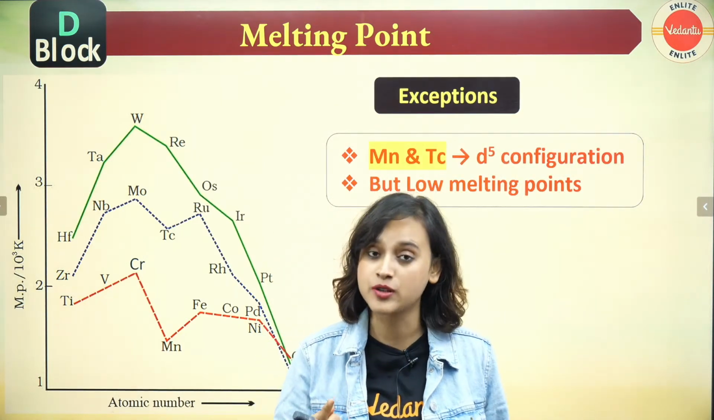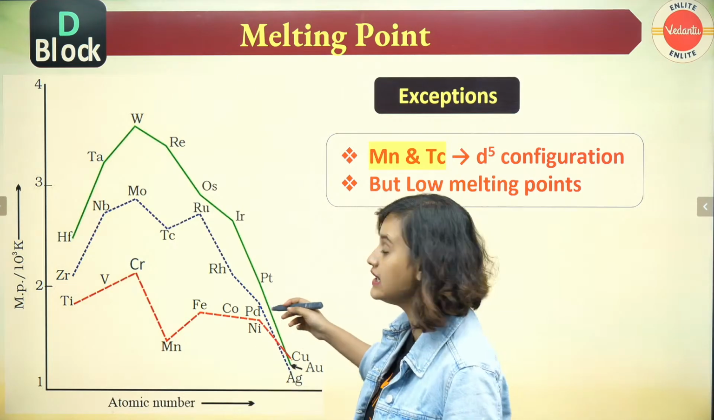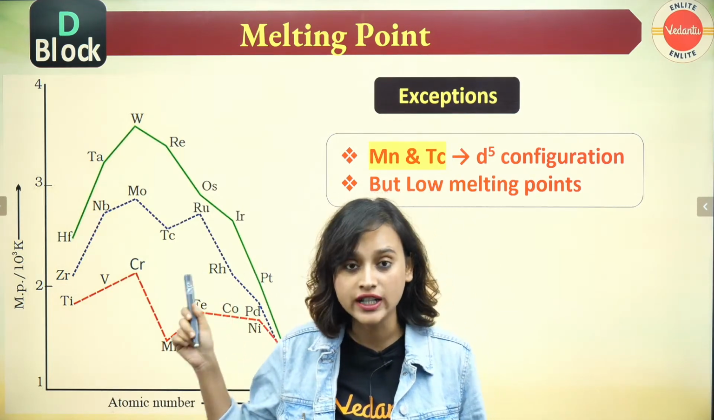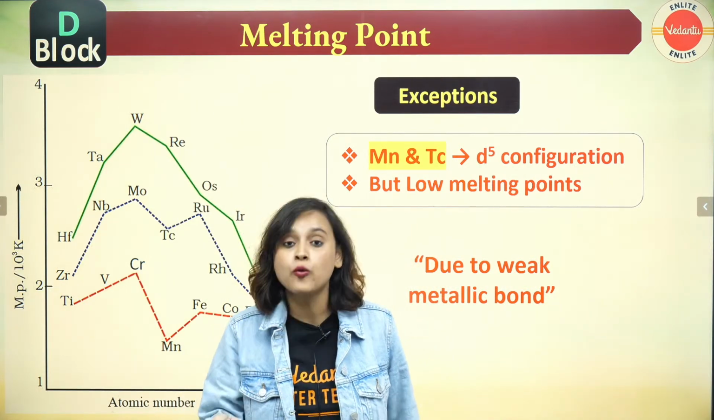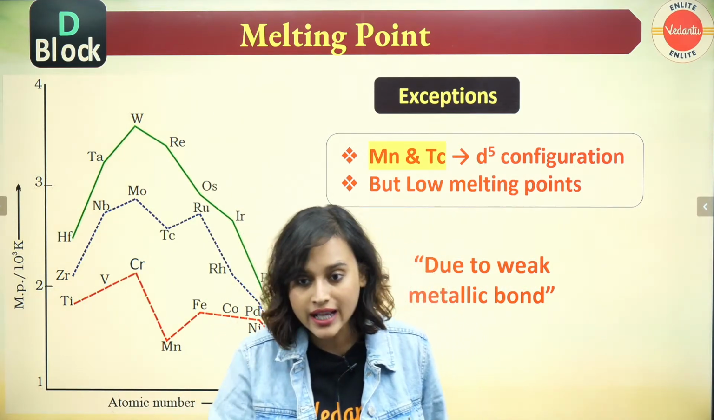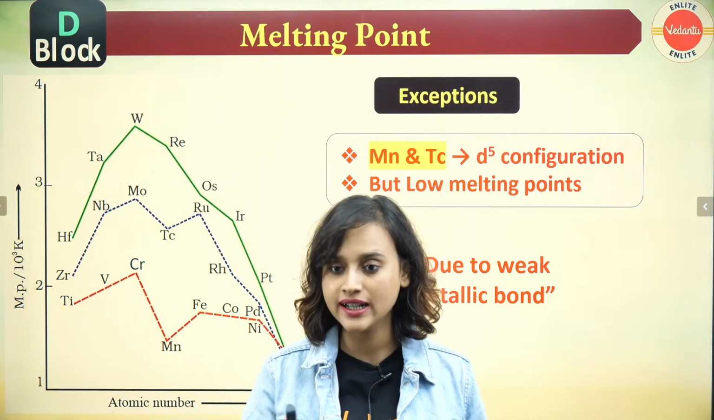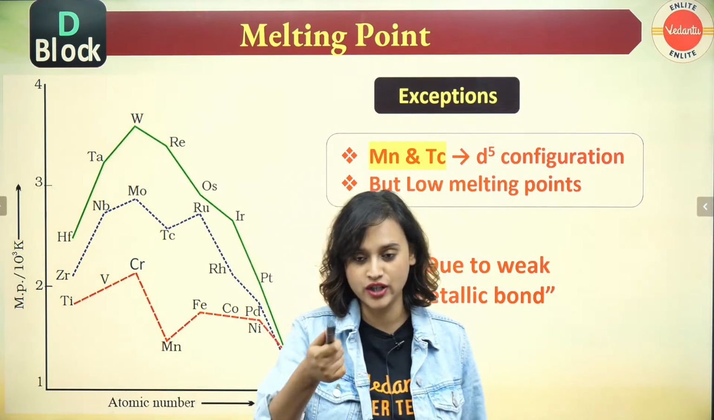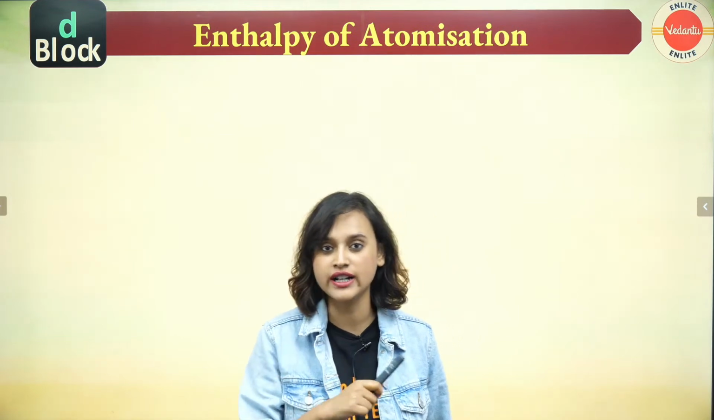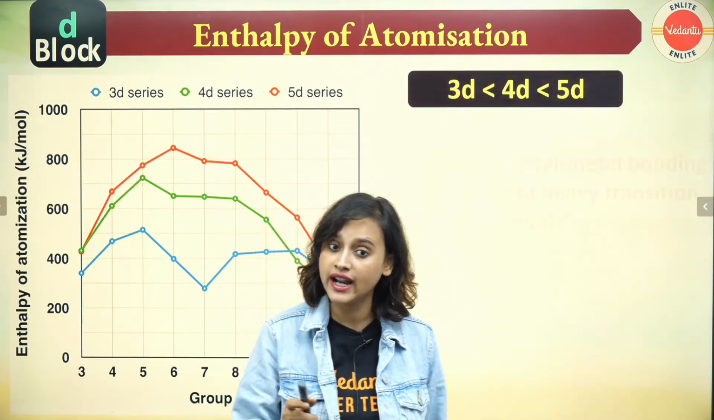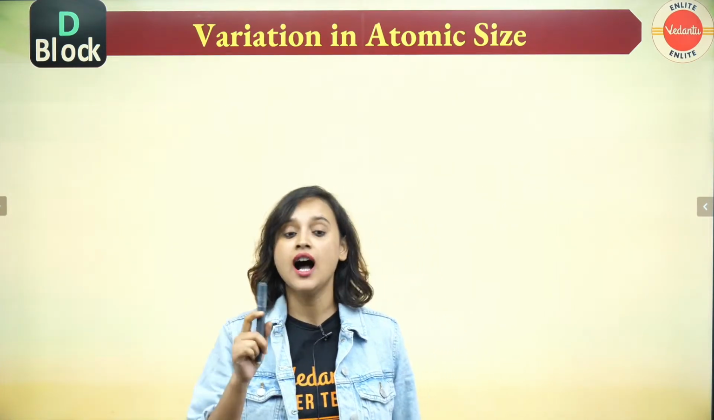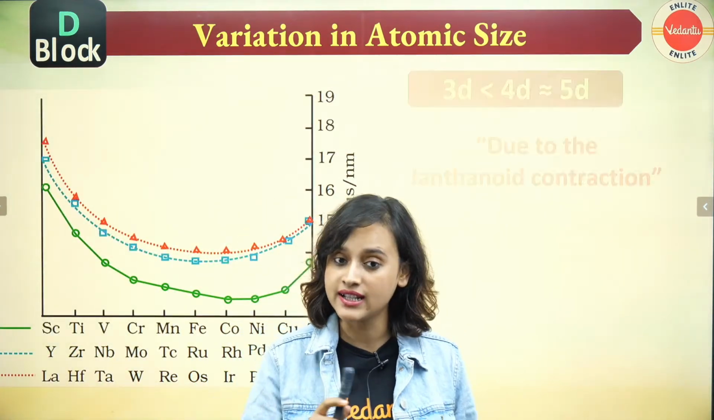And there are some exceptions also, like manganese and Tc. Although they have d5 configuration, they have low melting points. Why? Because of weak metallic bond. Yes, weak metallic bond. Why is Zn not a transition element? Bacha, you tell me. You should know this. We are already done with it. Yes, enthalpy of atomization is also something that we already read. Apart from that, variation in atomic size, that is also done.